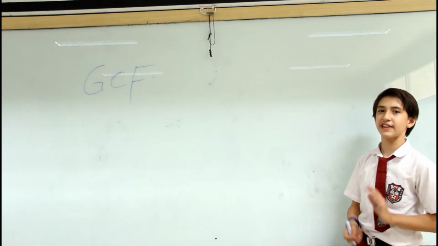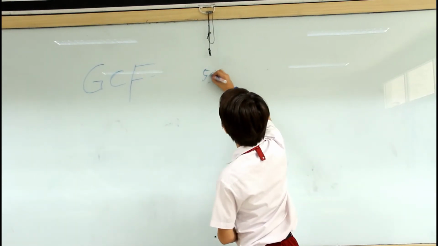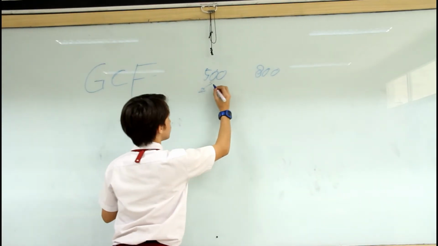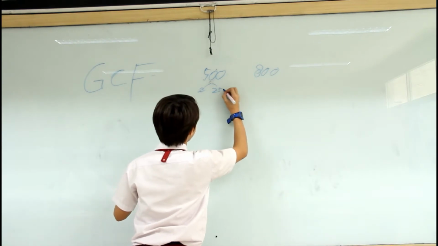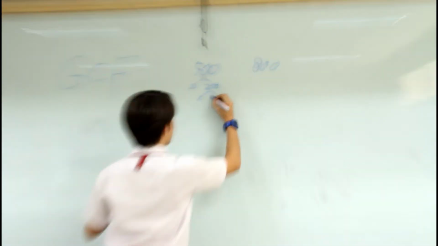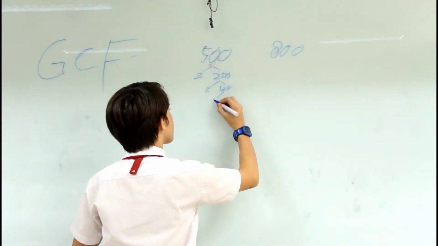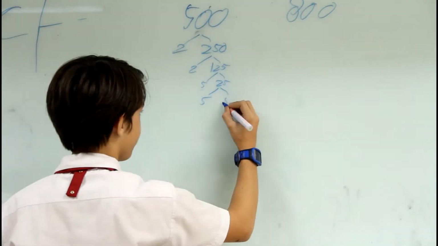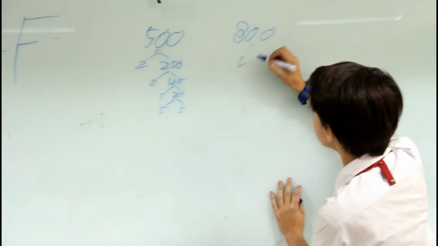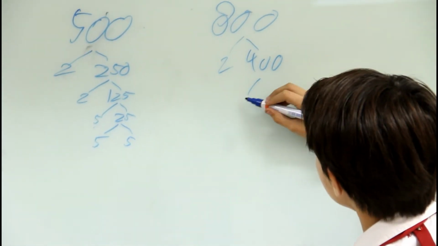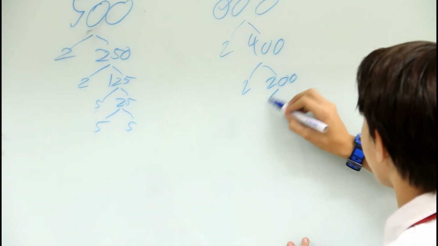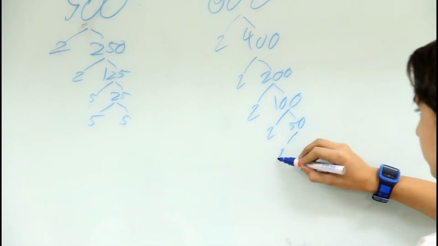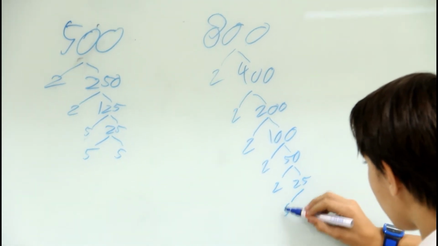Now let's try to find the GCF of an even bigger number, like 500 and 800. 500 can be divided by 2, which would make 250, which can be divided by 2. That would make 125. 125 can be divided by 5, which would make 25. And this would be divided by 5, which makes 5. 800 can be divided by 2, which would make 400, which can be divided by 2 to make 200. 200 is divided by 2 to make 100, and 100 is divided by 2 to make 50. 50 is divided by 2 to make 25, which is divided by 5 to make 5.